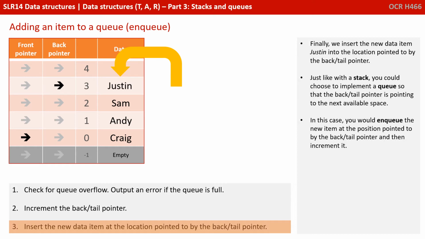Just like with a stack, you could choose to implement a queue so that the back or tail pointer is pointing to the next available space. In this case, you'd enqueue the new item at the position pointed to and then increment the pointer.